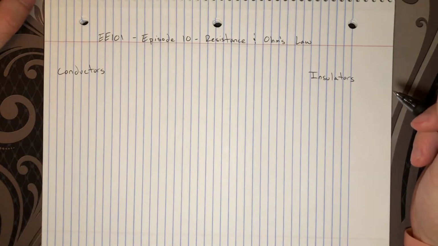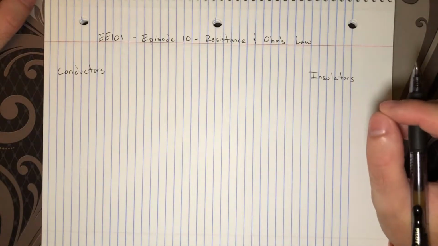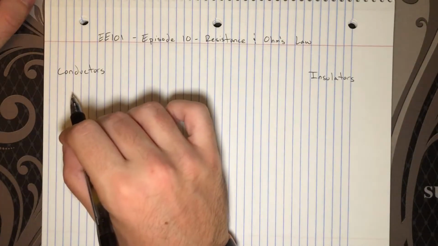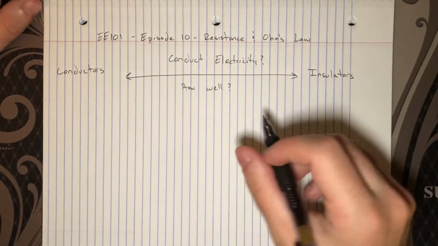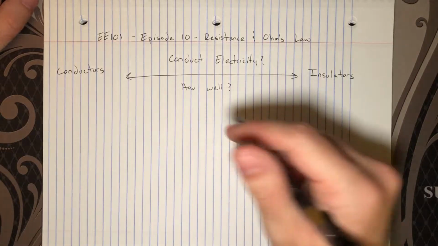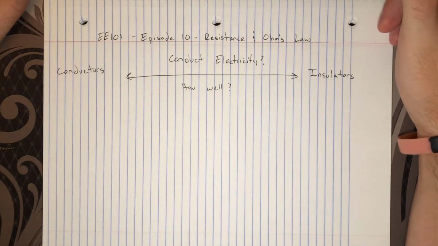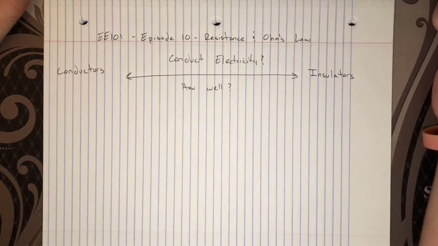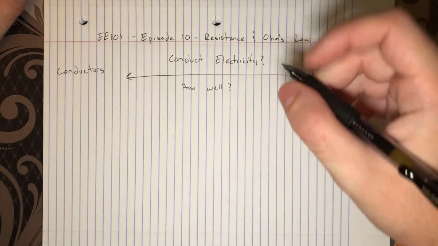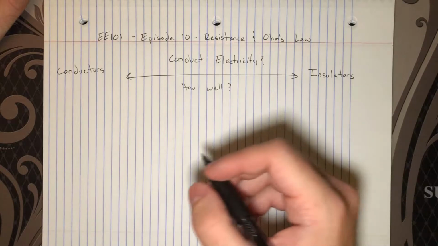So really, it's not a question of does a material conduct electricity or not. It's a question of how well. And the answer to that question is resistance. It turns out that resistance is just another man-made concept. It has a relationship with voltage and current, and we use it as a measure of how well a material or a circuit element conducts electricity in the most fundamental sense. So let me explain that with a picture.